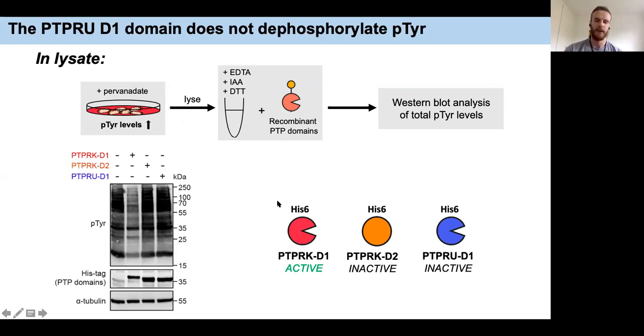So again, for PTPRK D1, the active domain, we see large-scale dephosphorylation of phosphotyrosine in the lysates. But for PTPRU, we can see no activity against phosphotyrosine. And as I said, these D2 domains in these receptors are pseudophosphatase domains, so you see no activity. So at this stage, it seemed like PTPRU was similar to the pseudophosphatase domain of PTPRK, and it didn't seem like it could dephosphorylate phosphotyrosine.